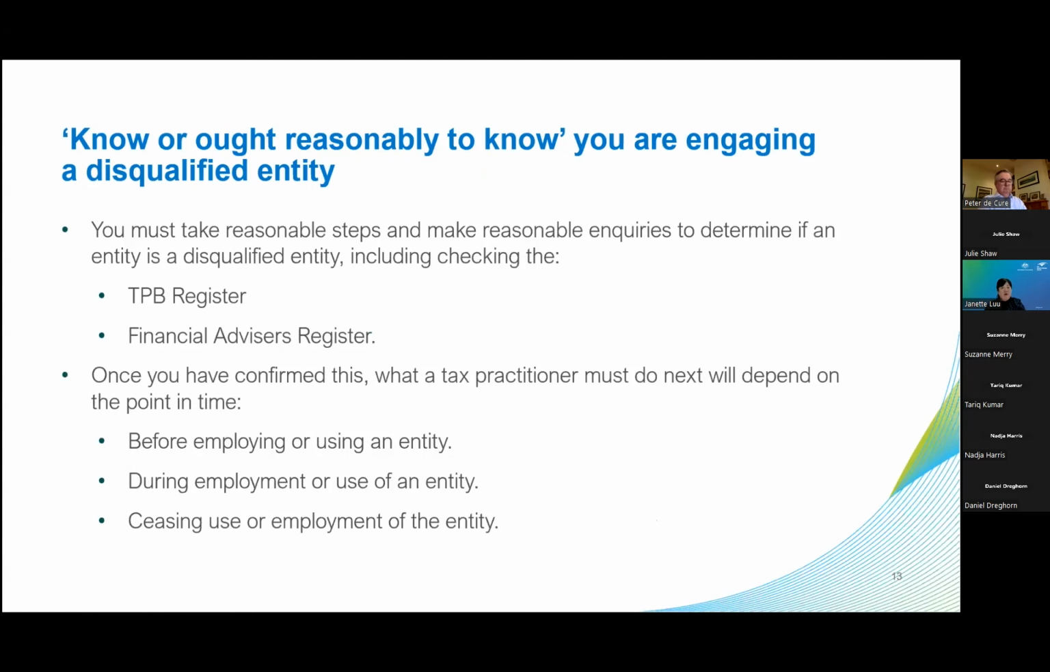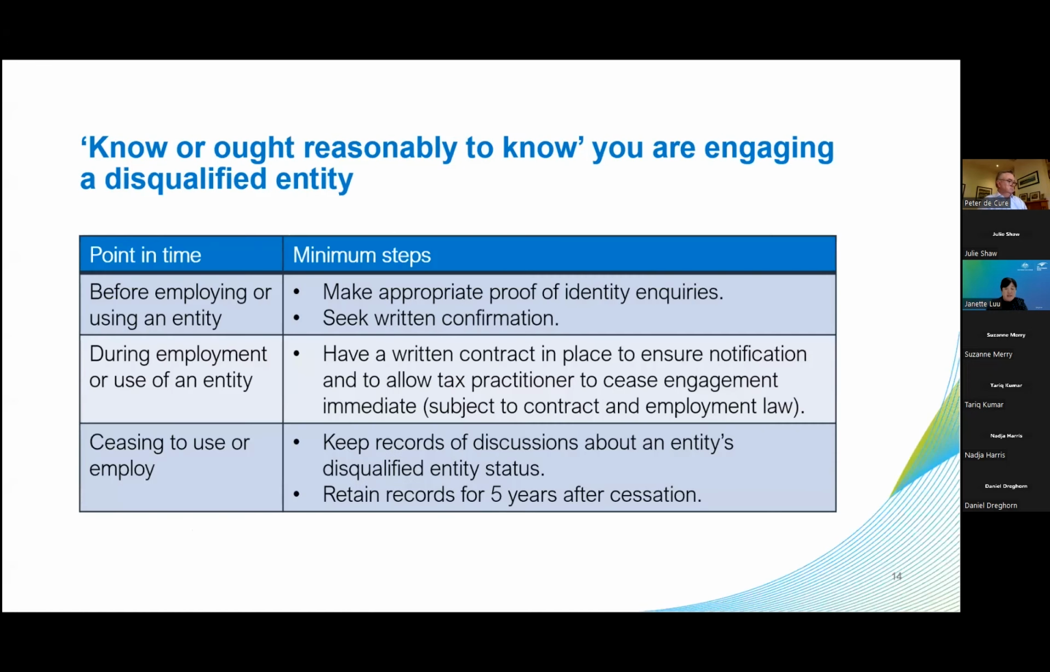Now, once you've confirmed their status with either the TPB or ASIC, then what happens next will really depend upon the situation at a particular point in time. And that will depend upon whether or not we're talking about a point in time before you're employing someone. It might be once you've actually already employed them, or when you might be ceasing to use or employ that entity. So we might break that down a little bit further with some minimum steps guidance that the TPB has provided.